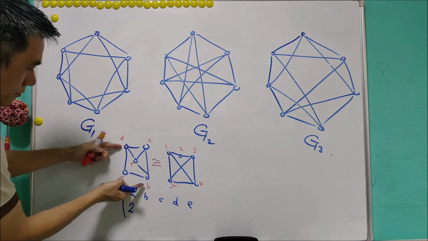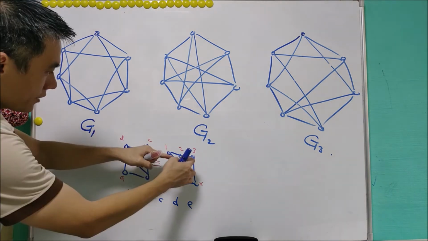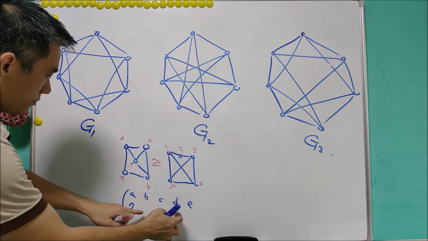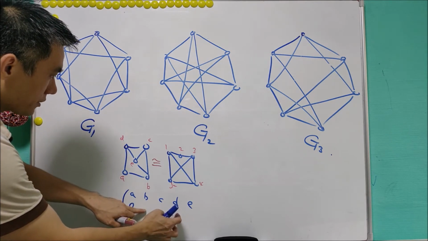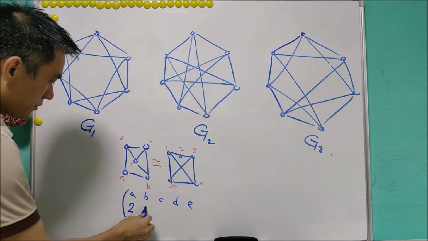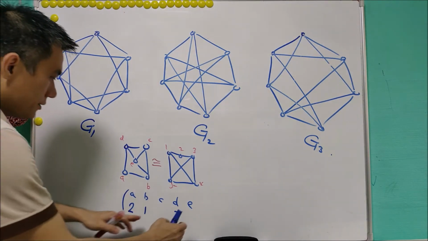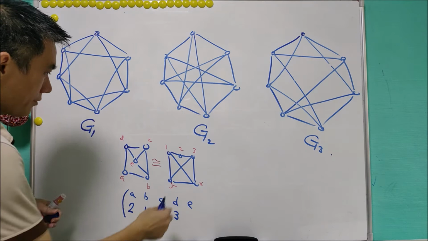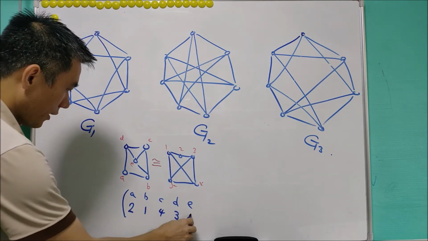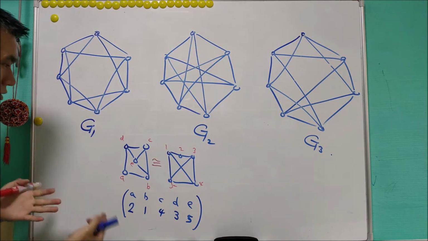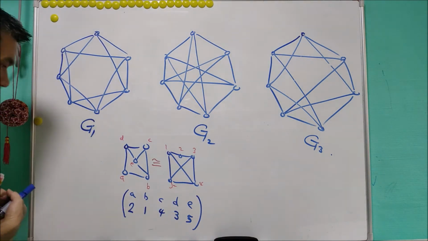And it is joined to B, D. And vertex 2 is adjacent to vertices 1 and 3. So of B and D, one of them must be 1, the other one must be 3. So I just try it and see whether it works. In fact, in this case, we can have this as 4 and 5 or 5 and 4, it doesn't matter. So how are we going to check whether this mapping is good?